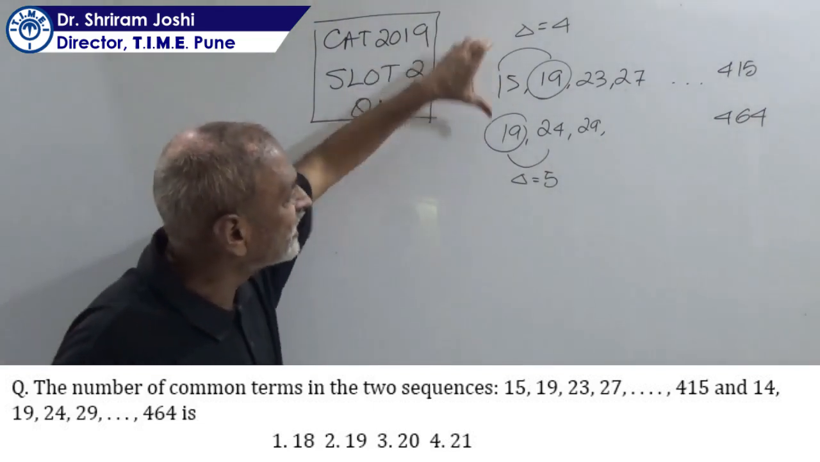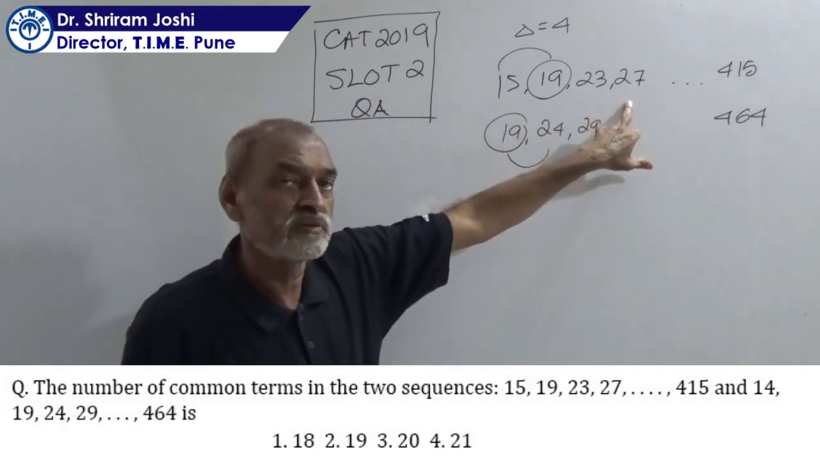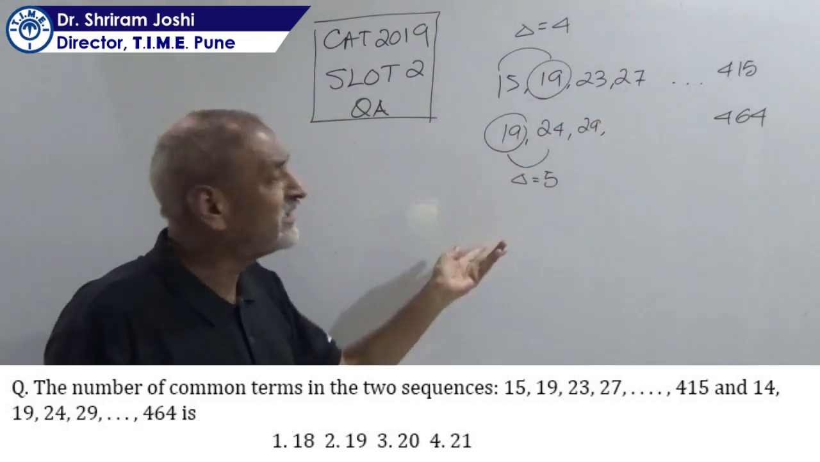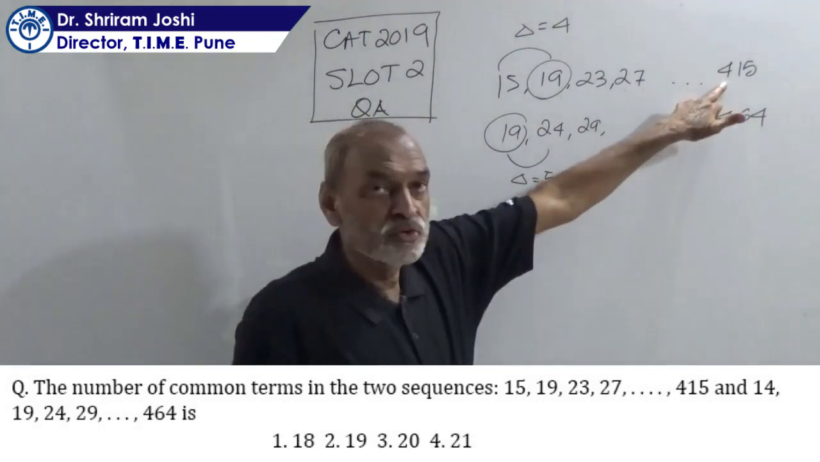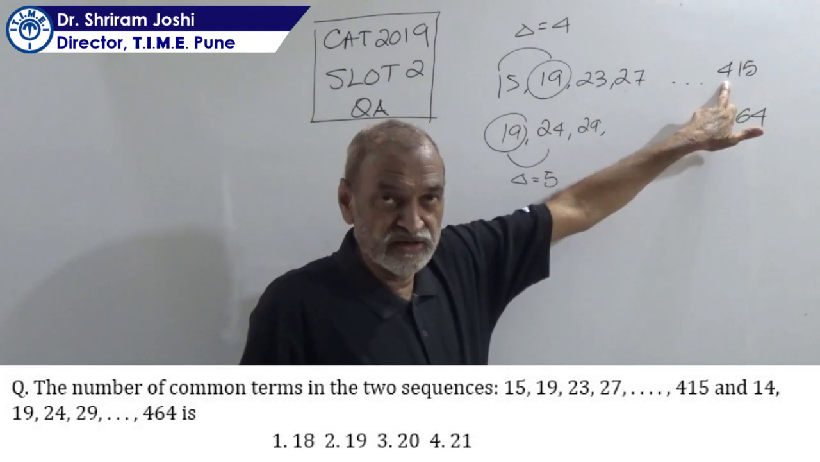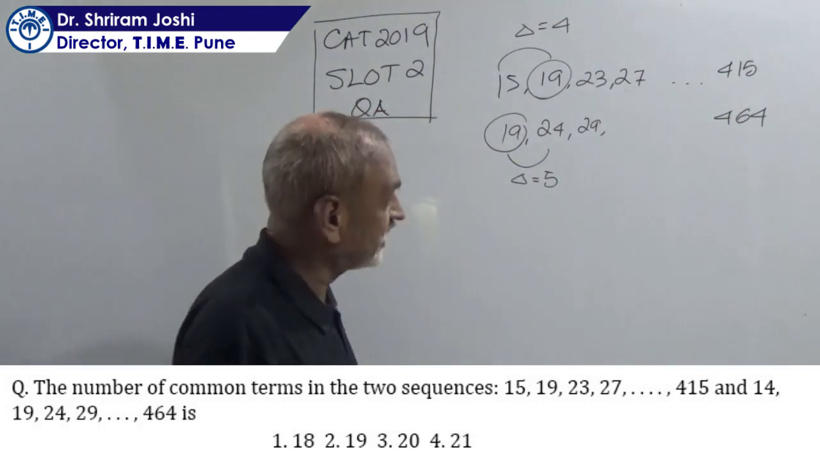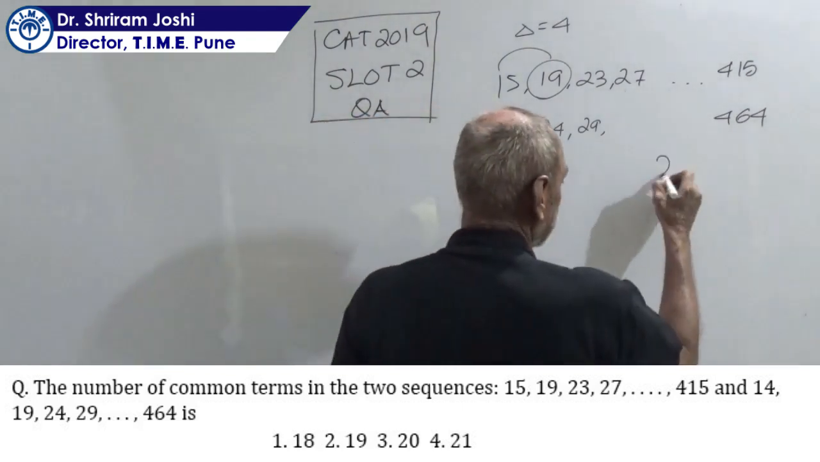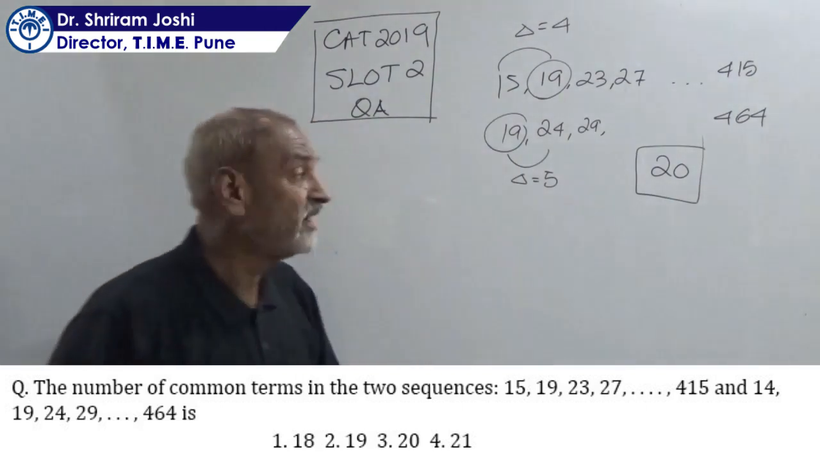So what do you think will be the next common term? It is going to be the LCM of 4 and 5, which is 20. That means the next common term will be 39. So 19, 39, 59, and so on, up to, without exceeding, 415. How do you do that? It's entirely up to you. The answer will come out to be 20. Very, very simple.